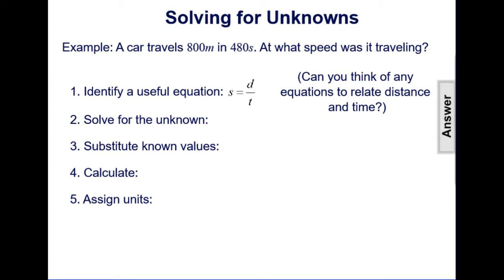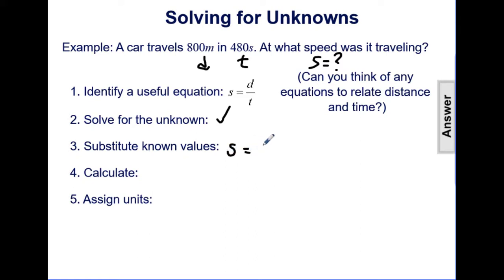Here's another example. A car travels 800 meters in 480 seconds. At what speed was the car traveling? So identifying a useful equation is going to be speed equals distance over time. We now need to solve for the unknown. Well, here we are given the distance d and the time 480 seconds. So it's already solved for the unknown, which is speed. That's our unknown. We now can substitute the known values.